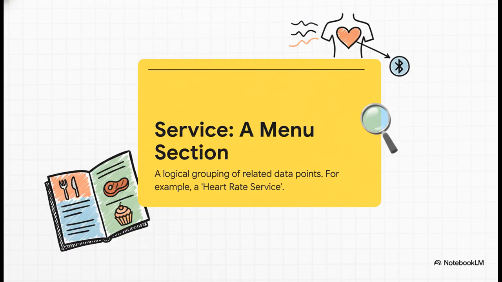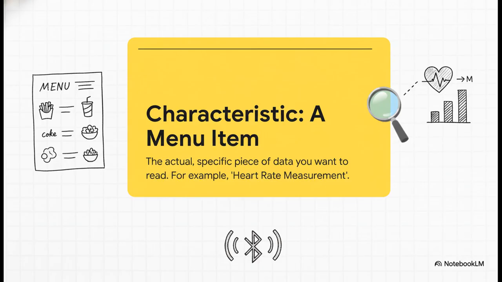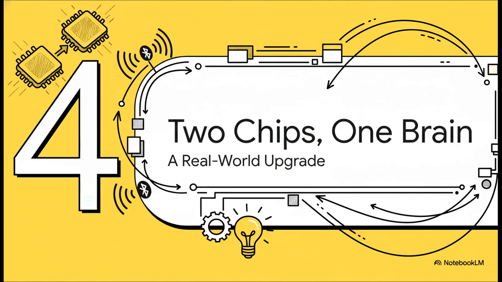Makes sense, right? And finally, inside each of those sections, you have the actual items you can order. Fries, Coke, a salad. In GATT, these are called characteristics. The heart rate measurement characteristic is the actual number, the specific data point that the client, the customer, actually wants to get. All right, so now we get the architecture and we get the data structure. Let's put it all together and see how this actually solves a really common and powerful real-world engineering problem.